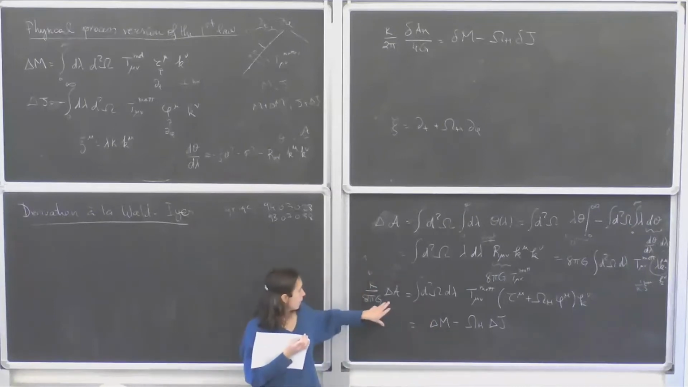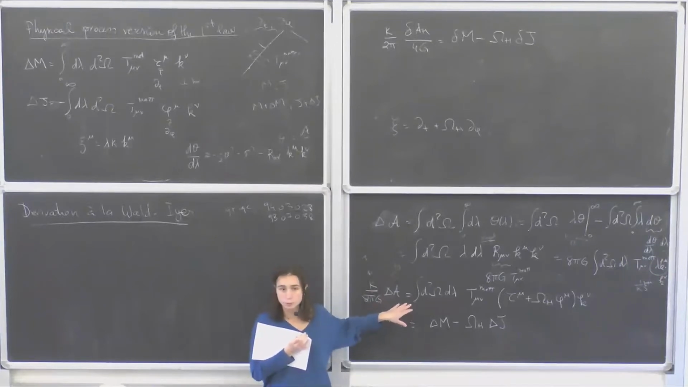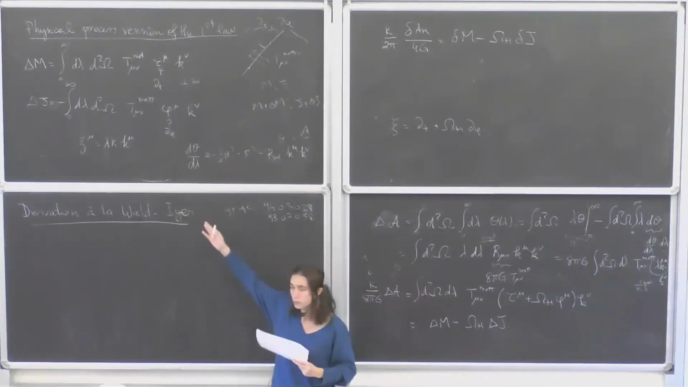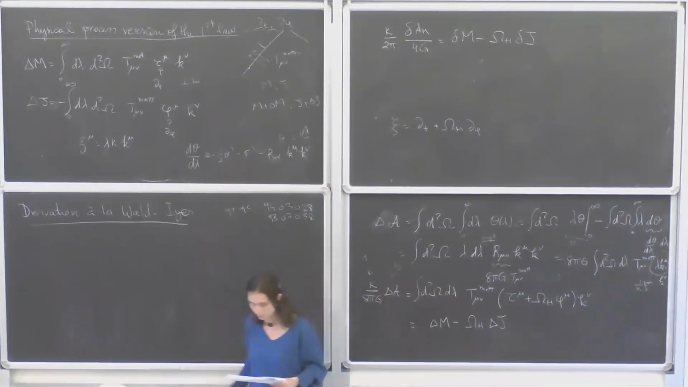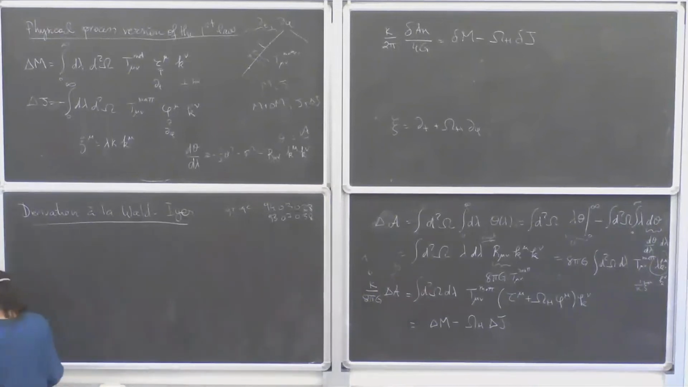So point being, the horizon area is the thing that enters on the left hand side only when you're in pure Einstein gravity or Einstein gravity plus matter. If you're doing some weird theories of gravity with non-trivial curvature couplings and so on, this formula will get modified. And doing this formalism is going to tell you exactly how you have to modify it. Okay, so now we have the motivation to actually go through the formalism.